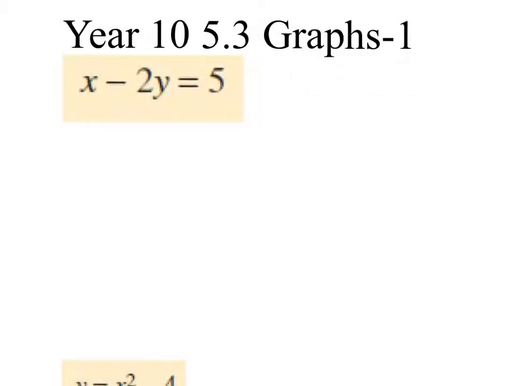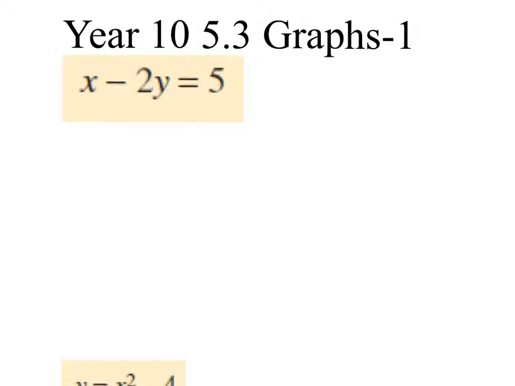Hey guys, just going to start doing some revision on graphs. We'll start off with a linear equation. This one's x minus 2y is equal to 5. The first thing that you should remember about linear equations is there's two ways of writing them. One is in the general form, the other way is in the form y equals mx plus b, the gradient intercept formula, and that's the formula that I like.